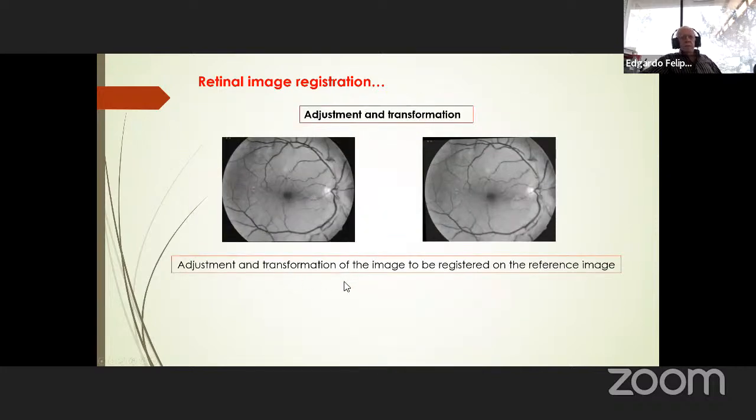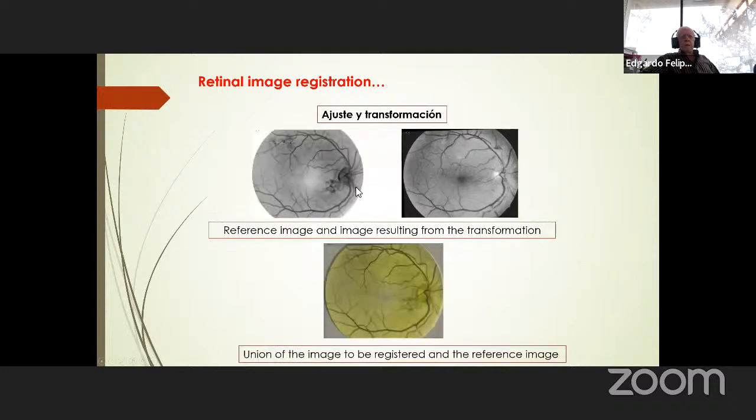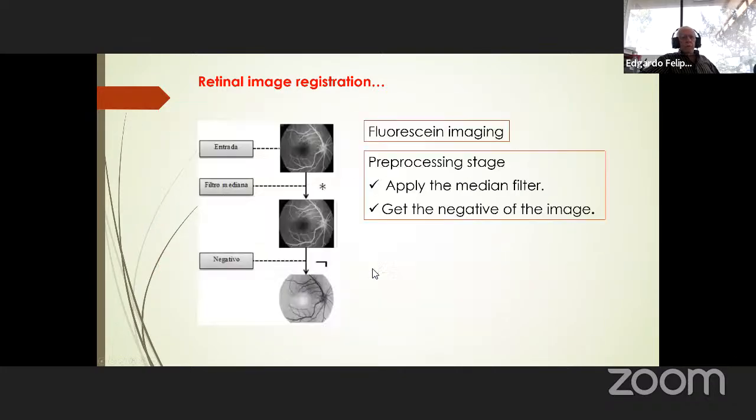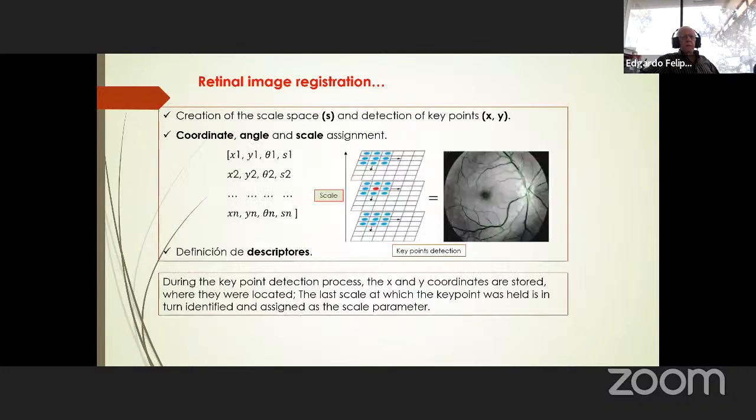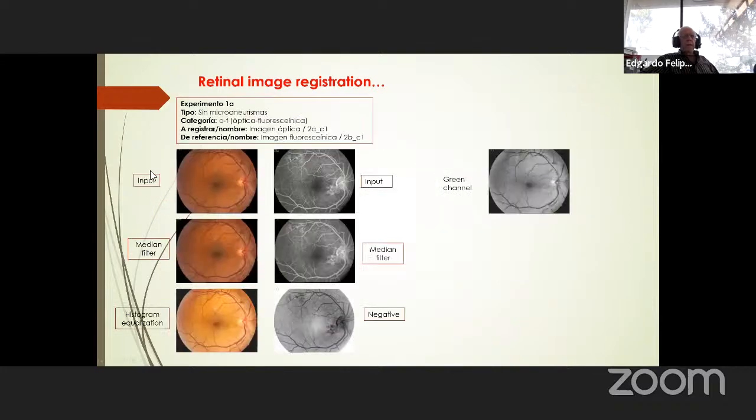Here, adjustment and transformation of the image to be registered onto the reference image. You can see here the reference image and the image resulting from the transformation, and finally, the logical OR of the image to be registered and the reference image. In this case, there is no microaneurysm. We knew that beforehand. We can see here, please, where it is. Here, synchronically, without microaneurysm. This is the optical. In this operation, it is possible to go from optical to fluorescent or from fluorescent to optical, in both senses.